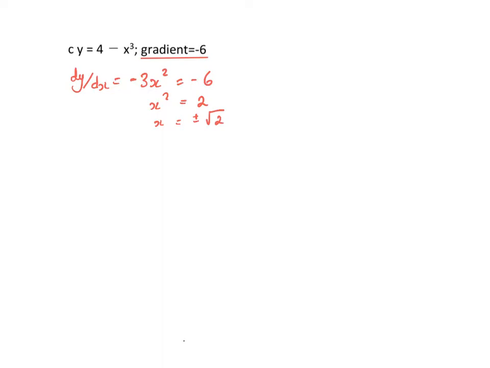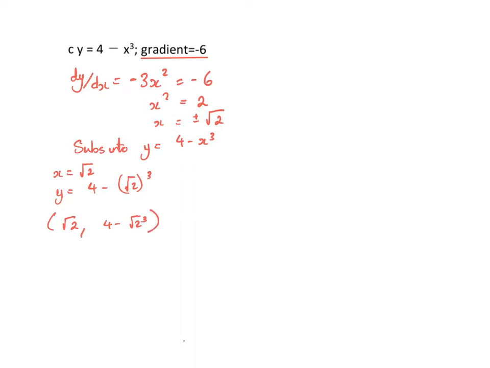Again, I'm going to have 2 coordinates. So I'm going to substitute into the rule, which was y equal to 4 minus x cubed. And I am going to start with x equal to positive root 2. And so y would be equal to 4 minus the square root of 2 all cubed. Okay, they're not particularly nice values. You could get decimals if you wanted to, but I would probably leave it like that. So root 2 and 4 minus the square root of 2 cubed is your first coordinate.